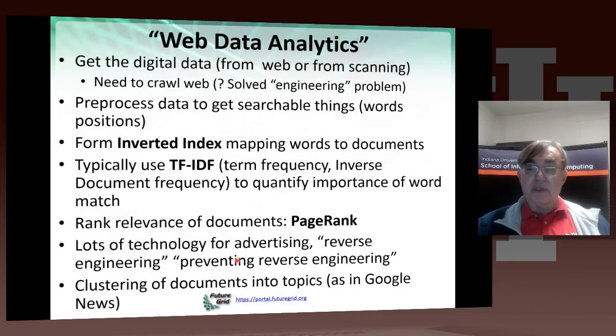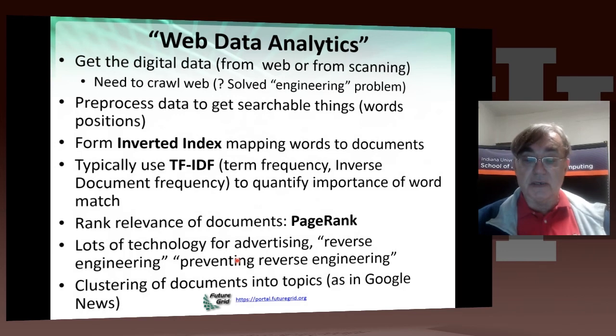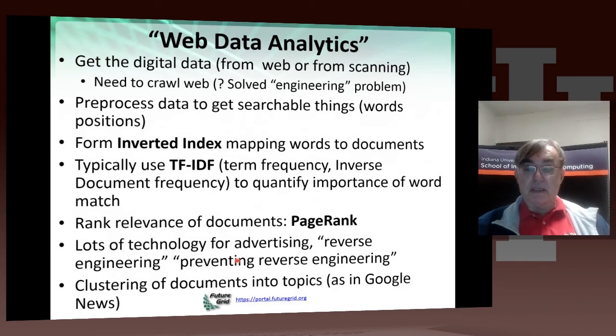Then you rank the relevance of the documents. That's where technology like PageRank gets in. And then you have all sorts of sophisticated technology for advertising and for reverse engineering to find out how your website can actually be made very popular by knowing what Google does or Bing does. And then Google and Bing do things to prevent reverse engineering and penalize you if you screw around and do not do what's natural for your field, but just do it to get a high ranking from Google and always pop up near the top. And then another thing you tend to do is cluster documents at the top, as in Google News.